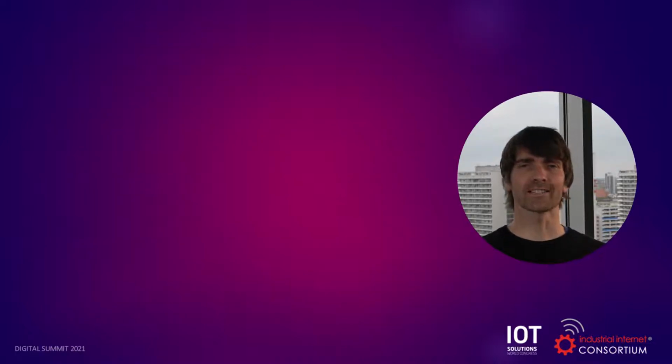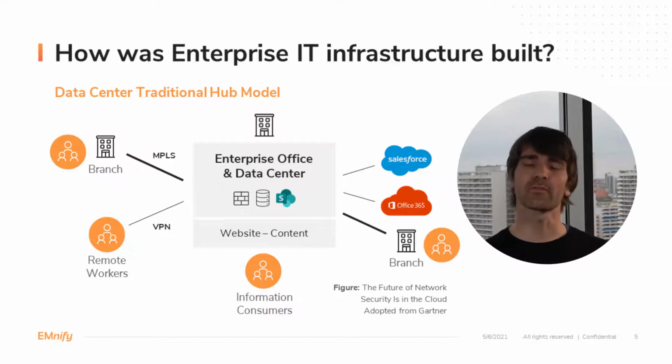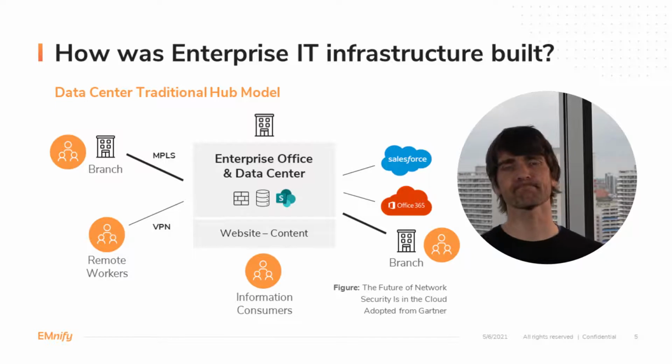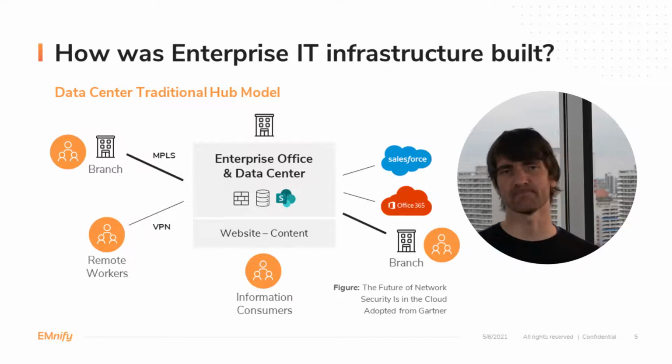In order to understand SASE, you have to understand how enterprise IT infrastructure was built in the past and which challenges arise from that. Enterprise IT infrastructure is built in a star-like topology. You have the data center of the enterprise in the middle where you have all your databases and all your security concepts, and then you connect all your different branch offices all across the globe to these central data centers.